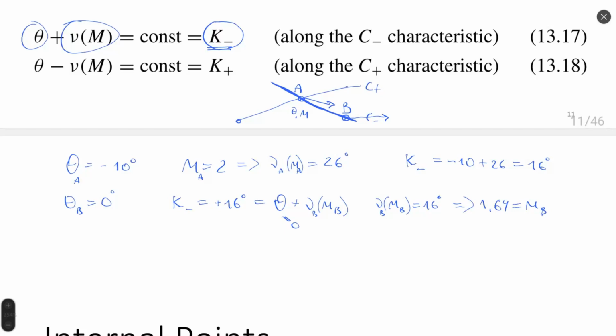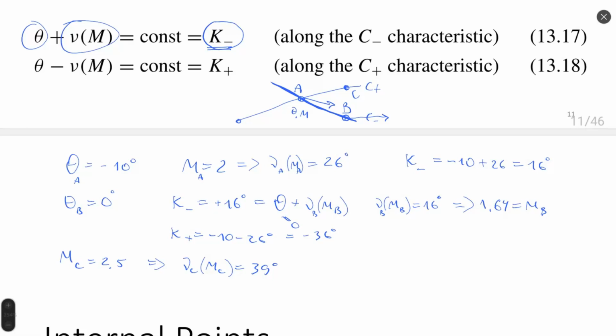For example, I have a point C on the top, so it's C plus characteristic line. So for C plus characteristic line, K plus would be theta minus nu, and it will be minus 10 minus 26 degrees, would be minus 36 degrees. And if I know the Mach number at point C, how much would it be? 2.5, for example. Prandtl-Meyer function at point C would be, let me check, 39 degrees. And I know that there is a relation, right?